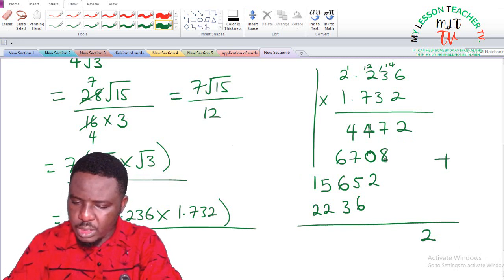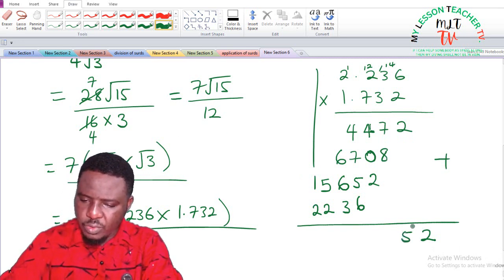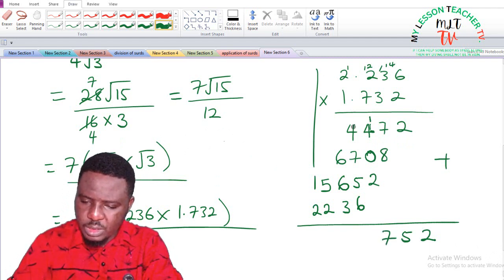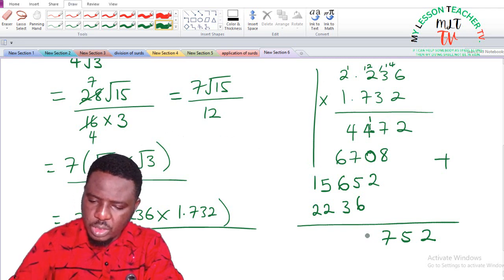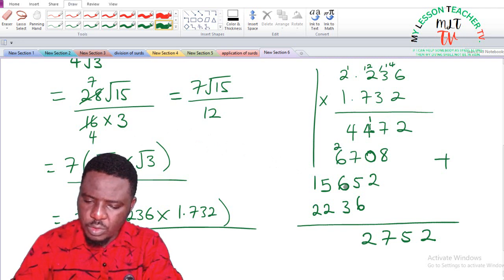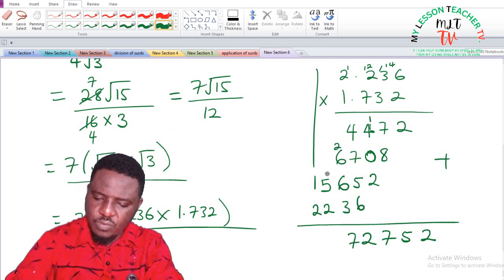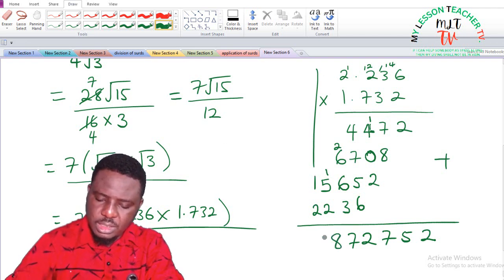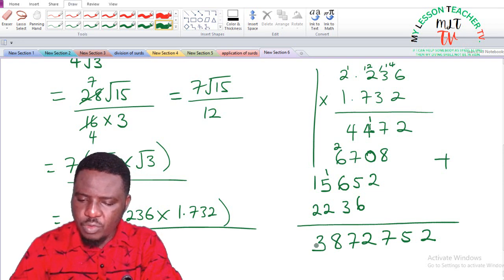7 plus 8 is 15. You carry 1. This is 5 plus 0 is 5 plus 2 is 7. This is 4 plus 6 is 10. This is 15. This is 22. I'll write down 2 and carry 2. This is 12. 12 plus 5 is 17. Write down 7 and 1. This is 7 plus 1 is 8. And this is 3. So I have done the multiplication.